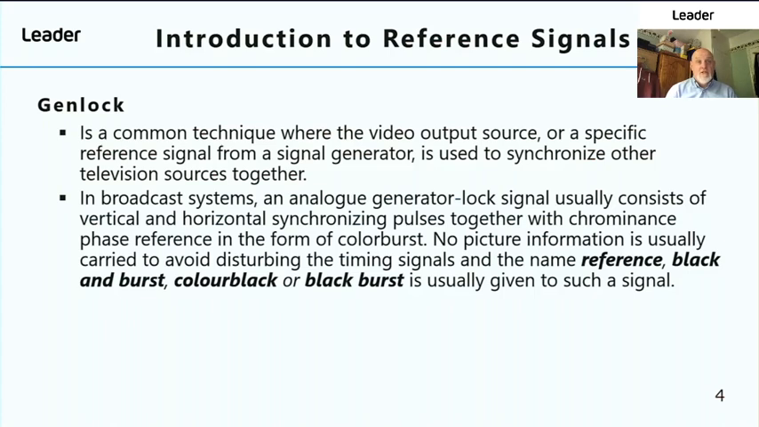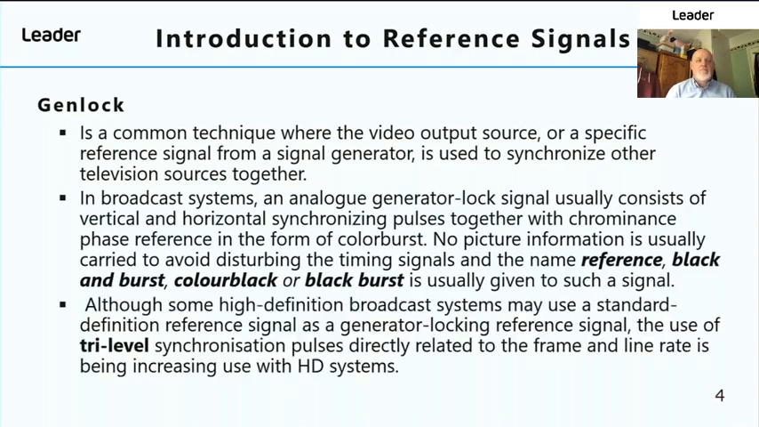So in broadcast systems, an analog generator lock signal, usually consisting of vertical and horizontal synchronizing pulses, together with a chrominance phase reference in the form of color burst. No picture information is usually carried to avoid disturbing the timing signals. And the name reference, black and burst, color burst and black burst is generally given to such a signal.